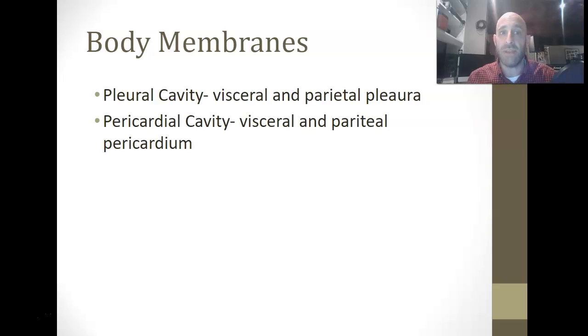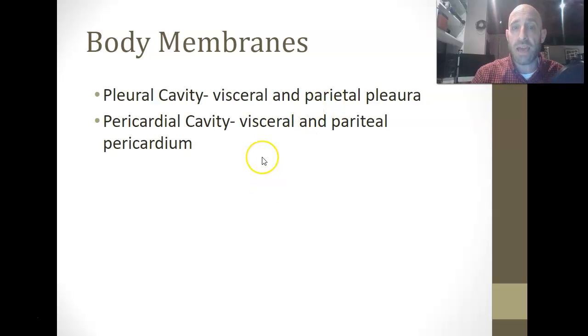The second cavity is the pericardial cavity. So it's the same rules. If I were to ask you what is the name of the membrane on the heart, it would be the visceral pericardium. And then if I were to say what is the name of the membrane on the walls of the cavity where the heart is found, it would be the parietal pericardium.